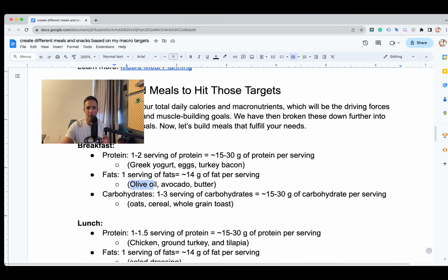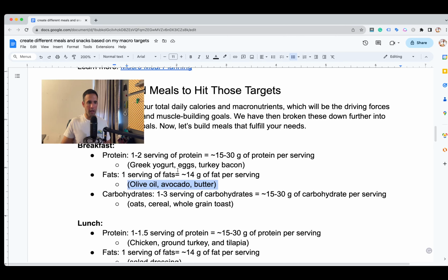So right, if you cooked your eggs in olive oil, or put some avocado on your toast, or put some butter on something as well, you can add your fats. I'll give you a really easy tactic here at the end of step 3. So definitely stick around.